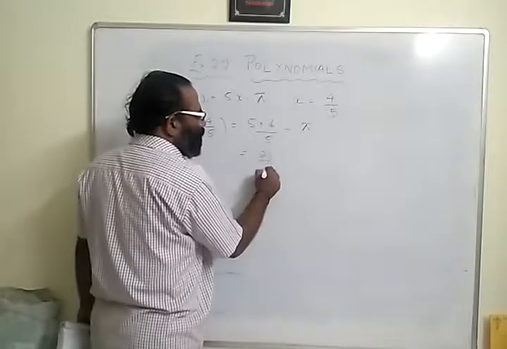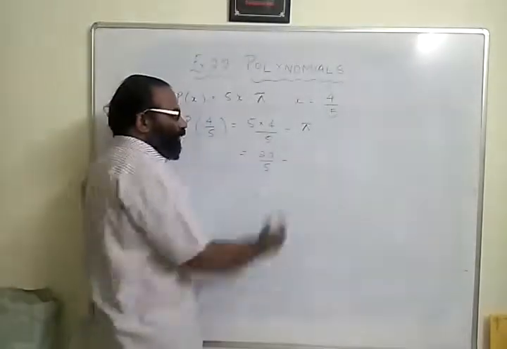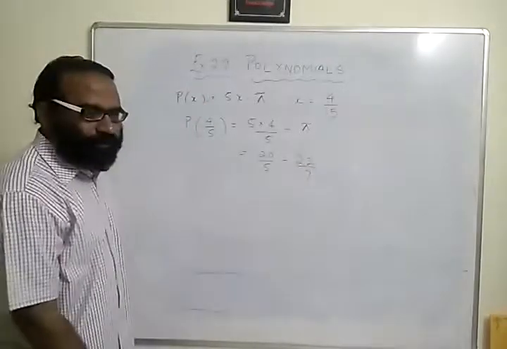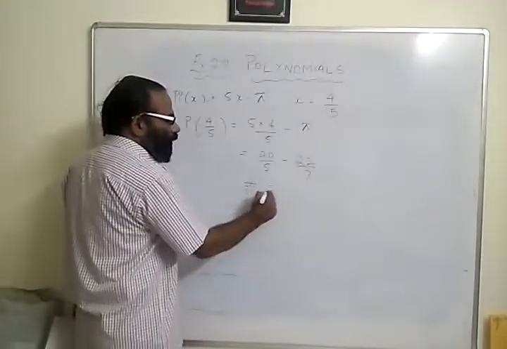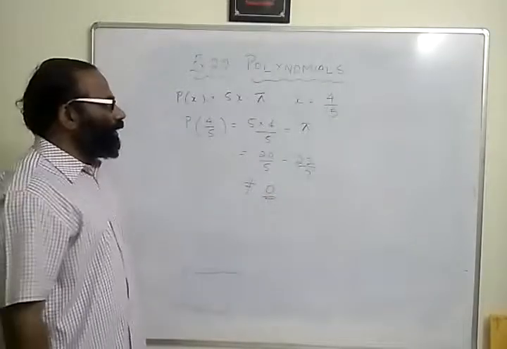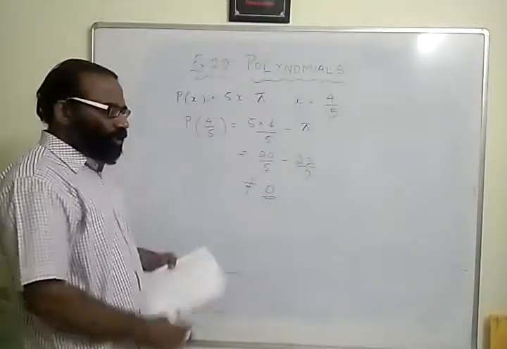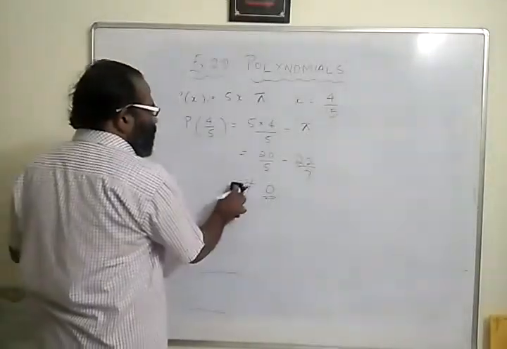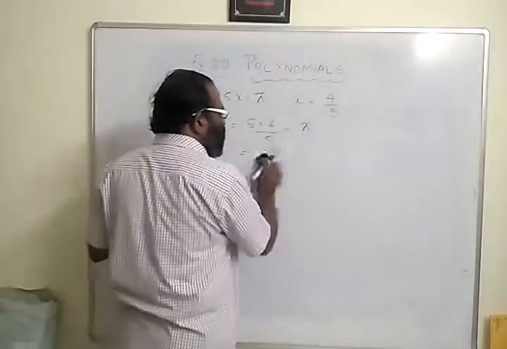20 by 5, and if I were to take the value of pi as 22 by 7, I still find that this value is not equal to 0. Therefore, x is equal to 4 by 5 is not a zero of the polynomial. Going on to the next question. So the answer is no for this particular one.